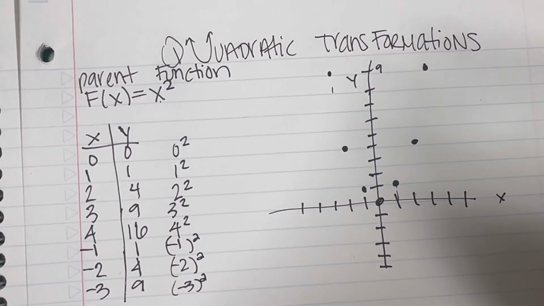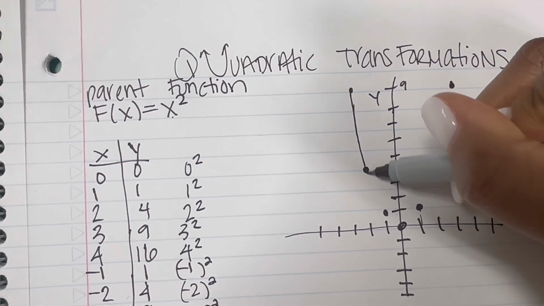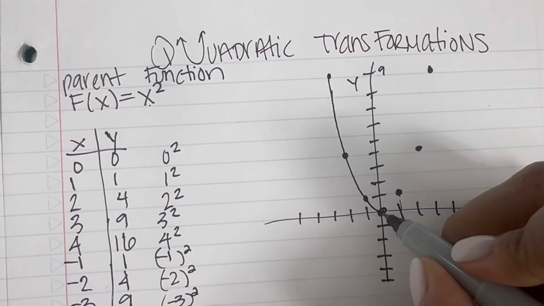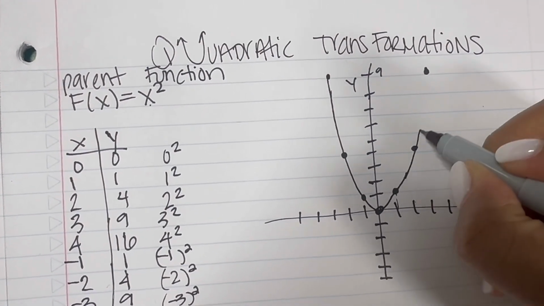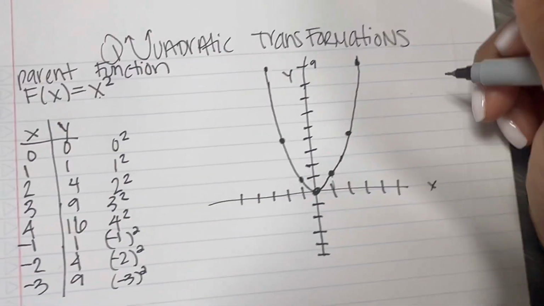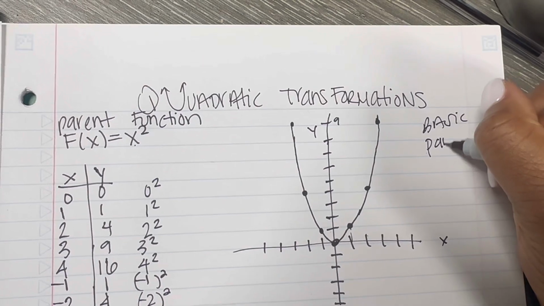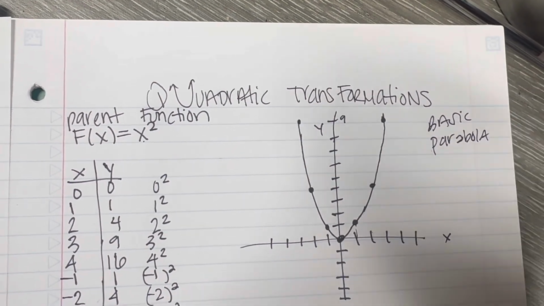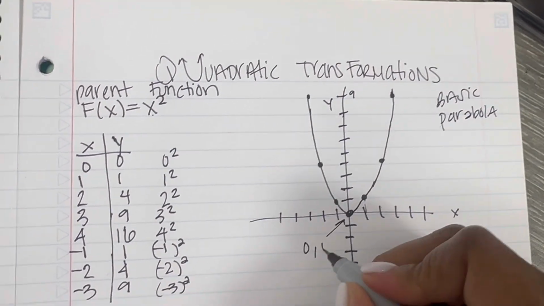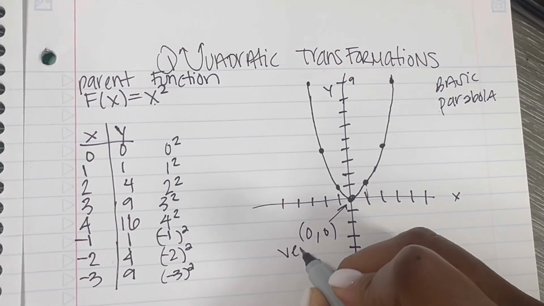Okay, what shape do you notice? This is like a U shape, right? Like a smiley face. We call it a parabola. This is your basic parabola in its basic location, and our vertex is 0, 0. The vertex is h, comma k.